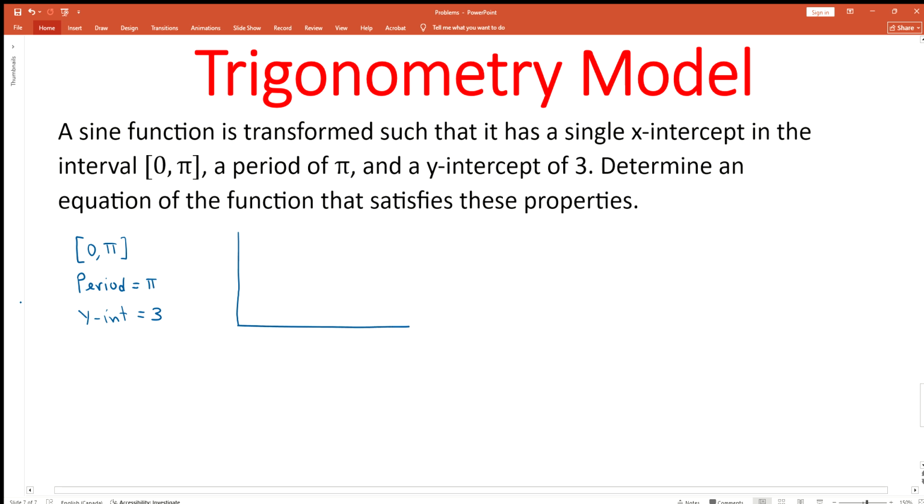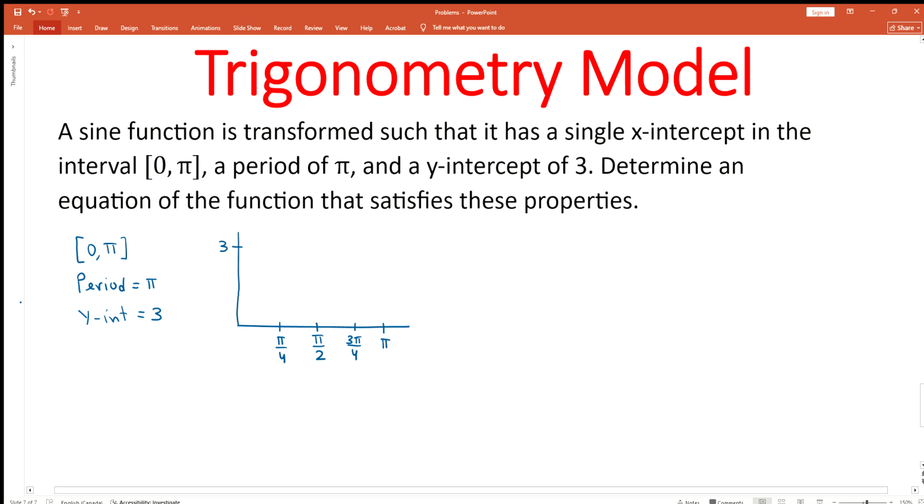We can sketch one full cycle. The period is pi. The midpoint of this cycle will be at pi over 2. The quarter points will be pi over 4 and 3 pi over 4. Pi over 2 is essentially equal to 2 pi over 4, and that's how we get 3 pi over 4, and the next one will be 4 pi over 4, which can be reduced to just pi. We are given the y-intercept 3.